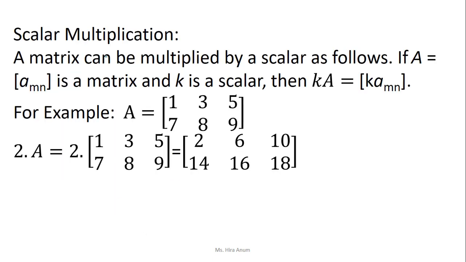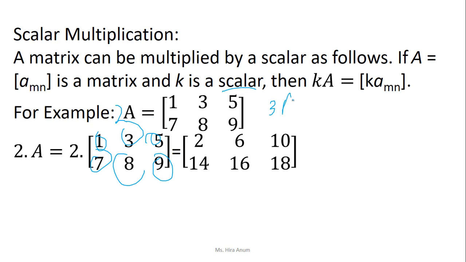Scalar multiplication. If A equals A mn is the matrix and K is the scalar, then KA equals K times A mn. If any scalar is a magnitude or number, it will multiply with any matrices. Here we are taking 2: 2 multiplied with each element of this matrix. This is the change.